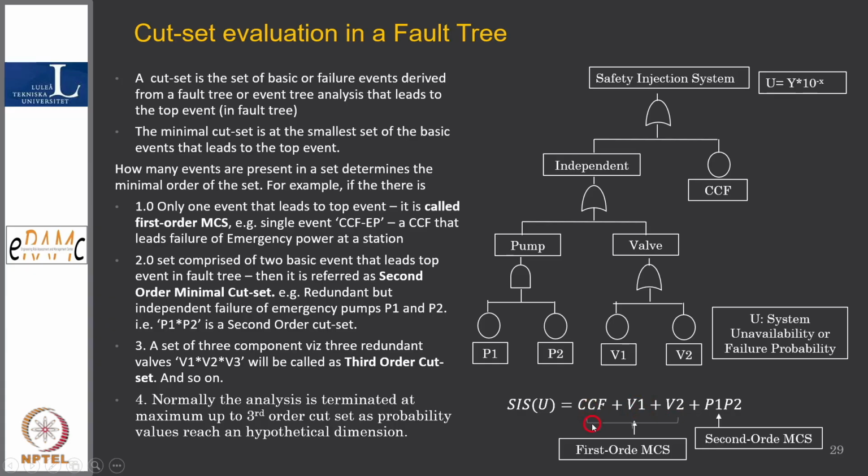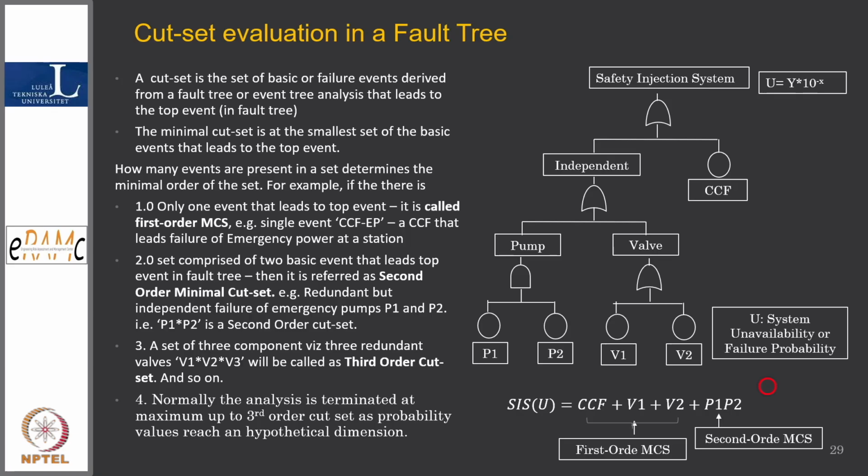So, if this fails, it will take the system to the failure status. If P1, P2 fail independently, it will not affect the system because they are representing redundancy. So, they together have to fail, the second order cut set. So, P1 and P2 only will take you to the top. Okay, so this is how the fault tree is, that we have indicated here, with the order of cut sets and all this.